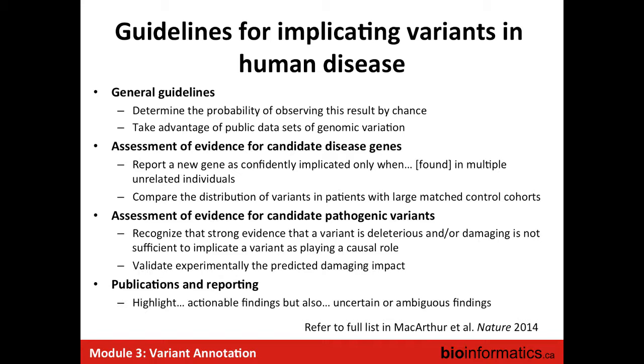What's the evidence for that gene to be implicated? Is this a new report? But only do that when you can actually see, and again, Mike had a slide on that, the same variant in multiple individuals, comparing the distribution with hopefully a matched control cohort. Then report what the evidence is for that variant to be pathogenic. Recognize that strong evidence that a variant is deleterious is not necessarily enough to implicate a causal role. Ideally, you also want orthogonal experimental validation that confirms that the variant has an actual damaging impact.